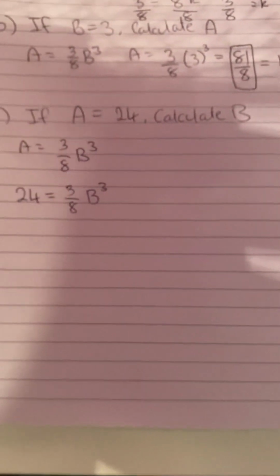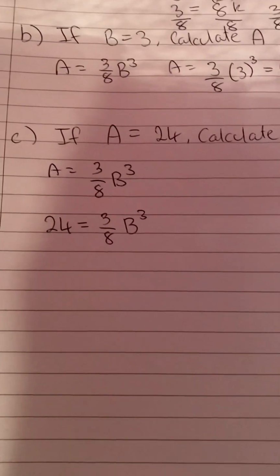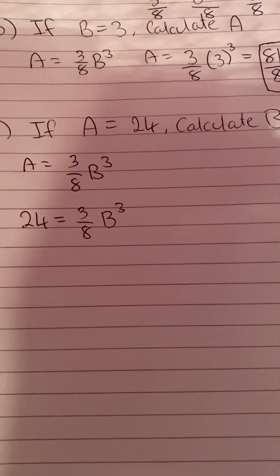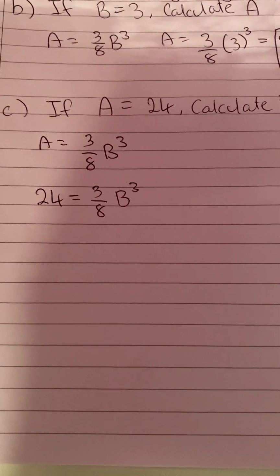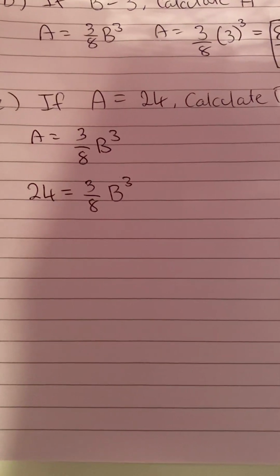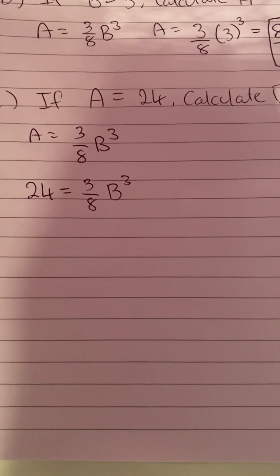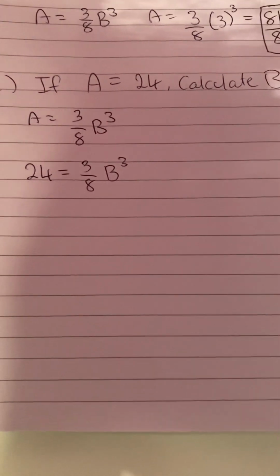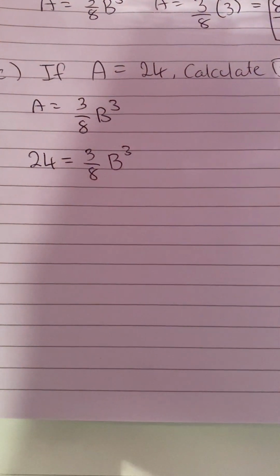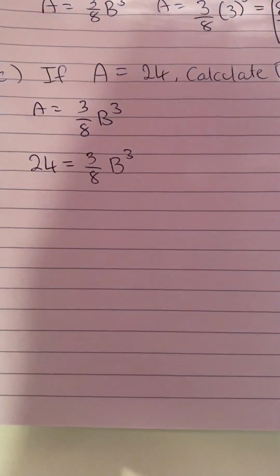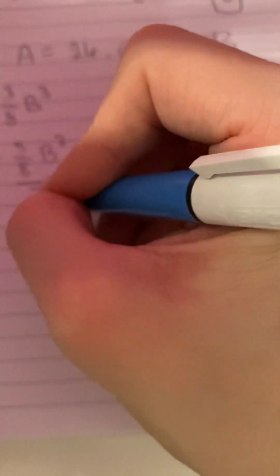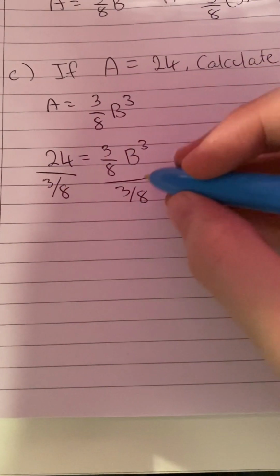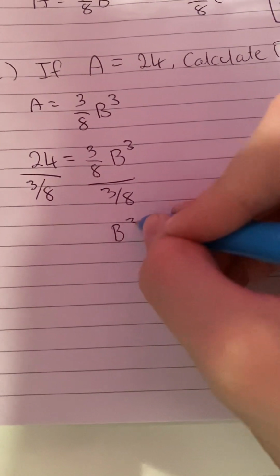So here you have a few options. You can divide both sides by 3/8, because you know how to divide by fractions now if you've watched the other video. Or you can times by 8 and divide by 3 separately. But given the new video on dividing fractions, I want to have a go at dividing by fractions here. So let's divide both sides by 3 over 8 and get this on its own. This side here is going to be B cubed because these are going to cancel.